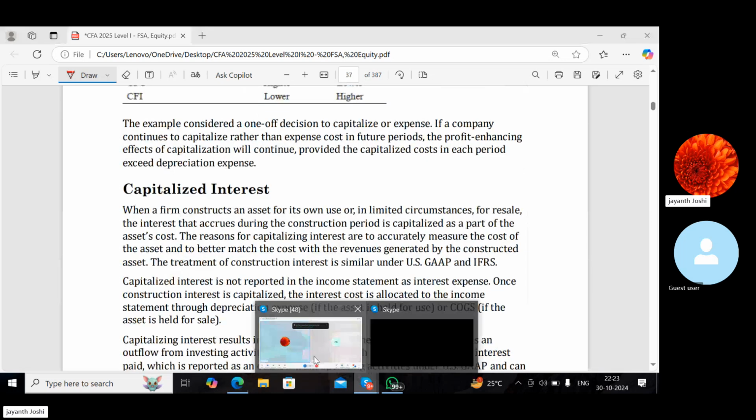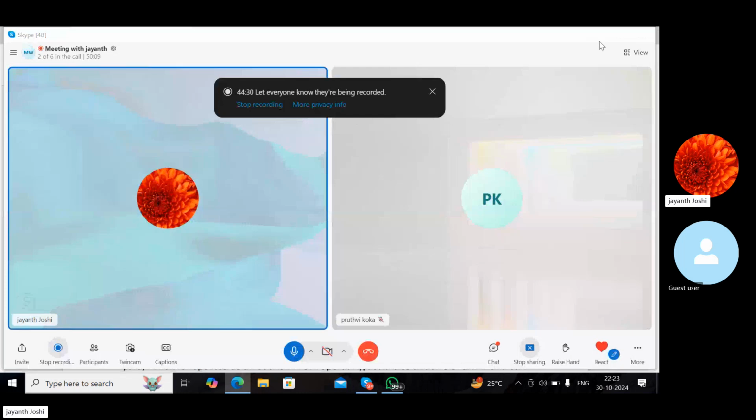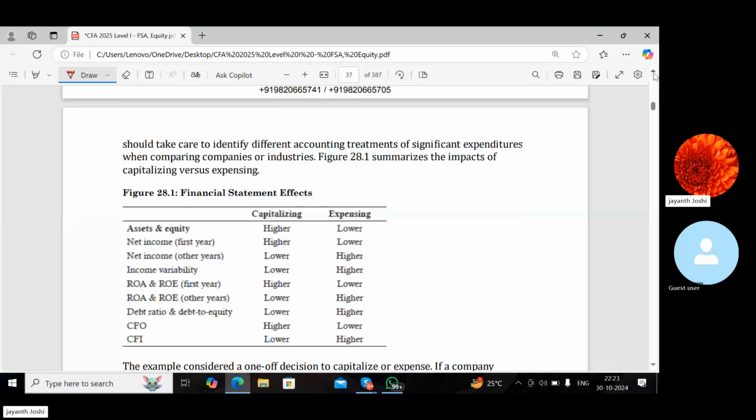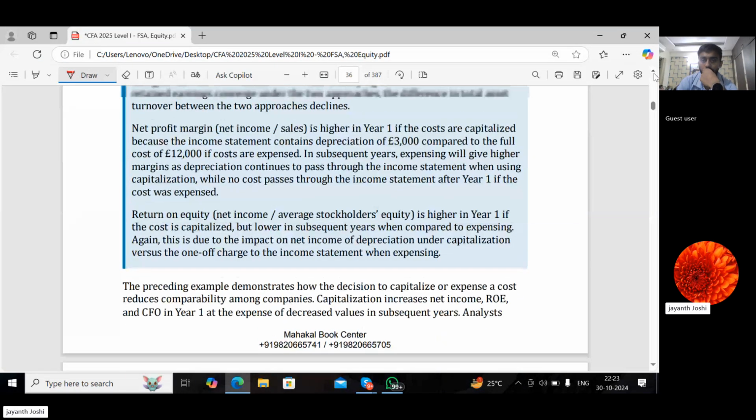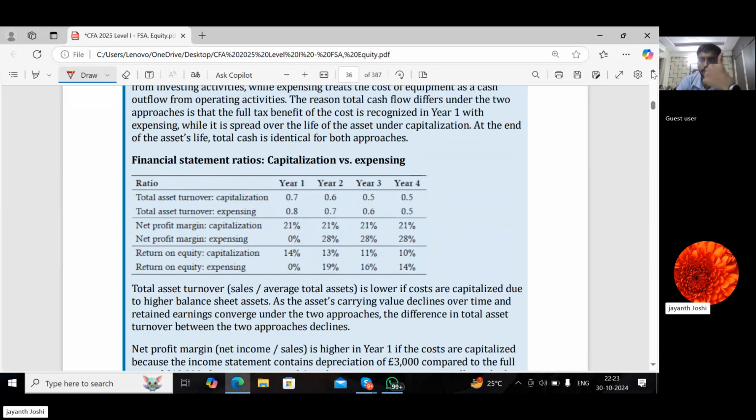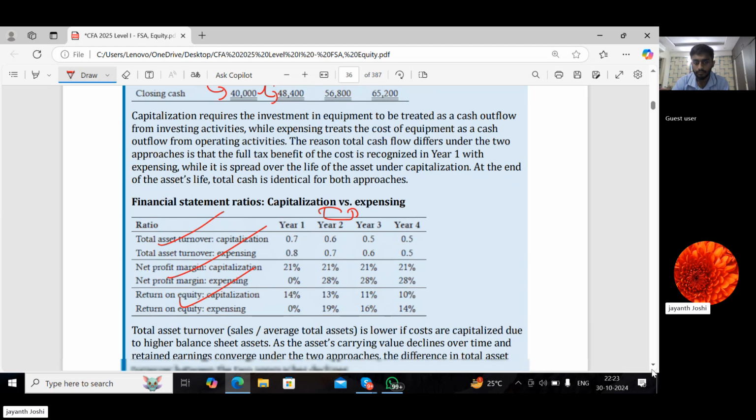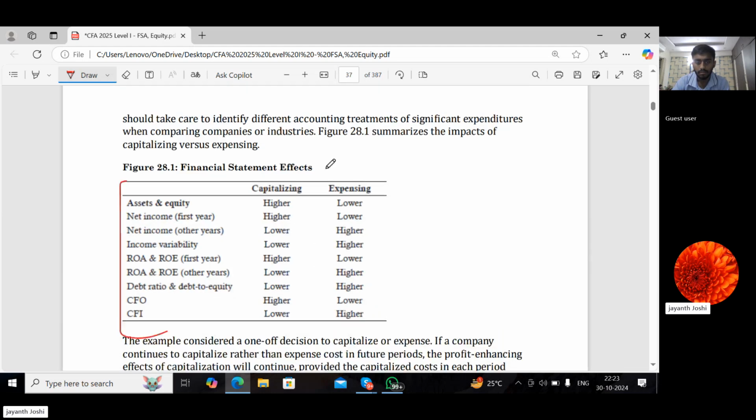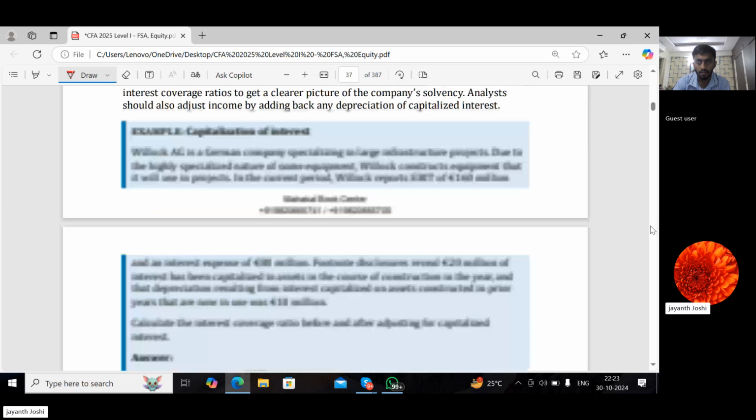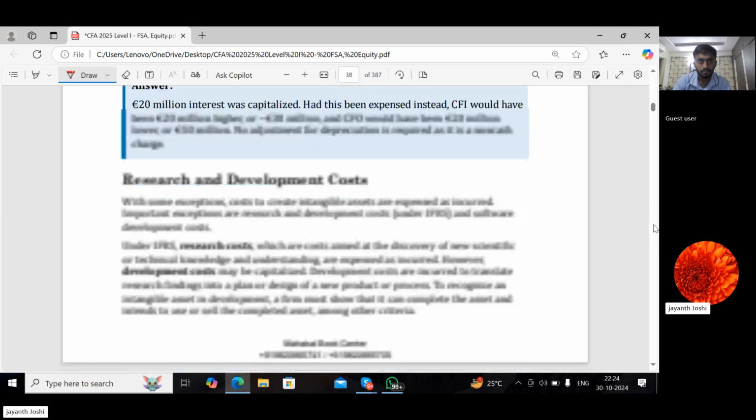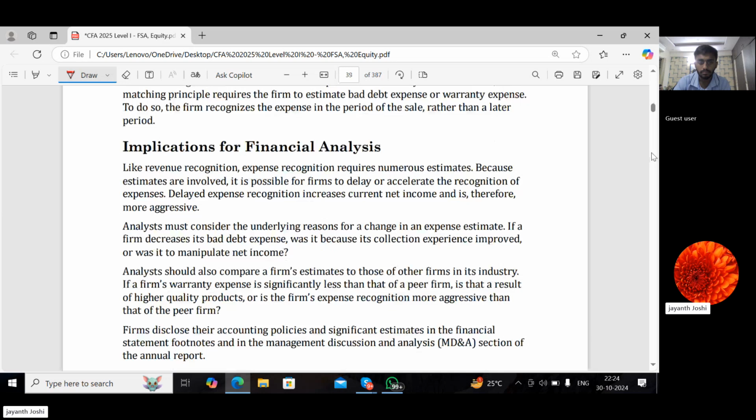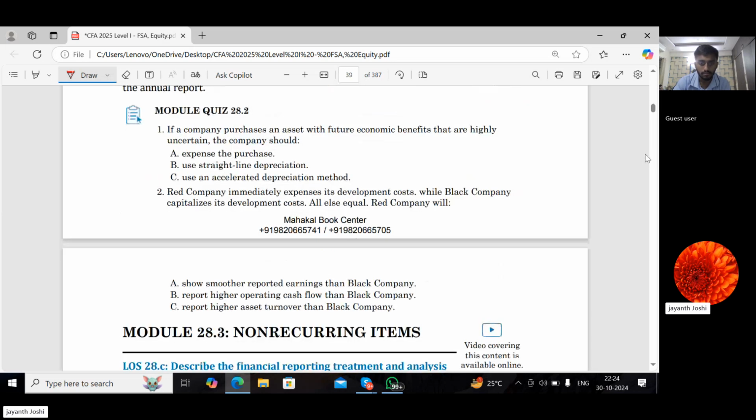So Prithvi, we will take up the next topic tomorrow. We will take the ratios part. We will take up capitalization versus expensing and the impact on all these ratios: total asset turnover, net profit margin, ROE, and what is increasing, what is decreasing, what is higher and what is lower. We will also do the capitalization of interest topic and the R&D topic, all these things.